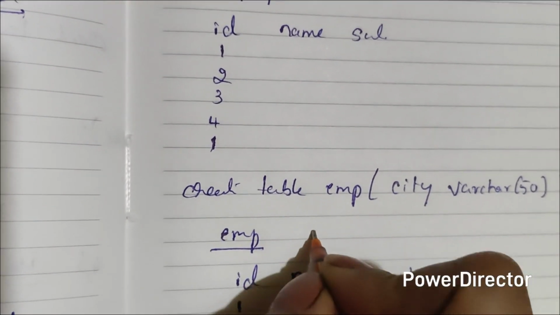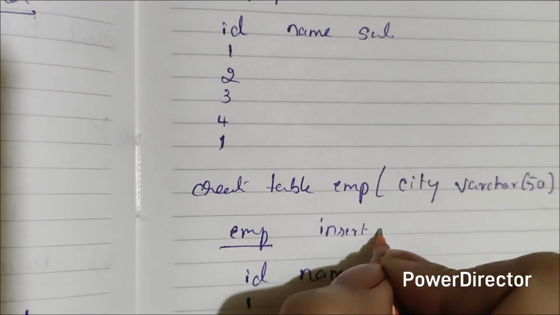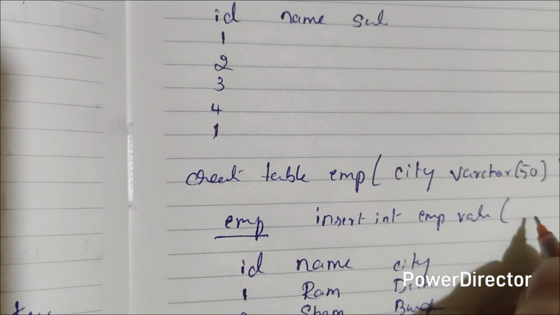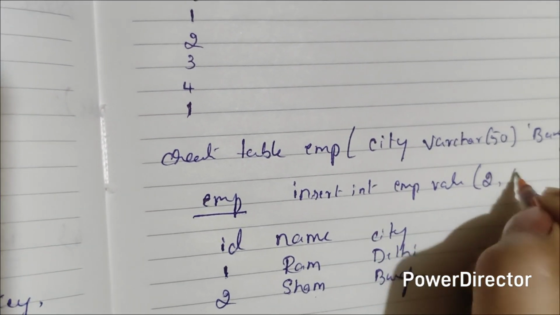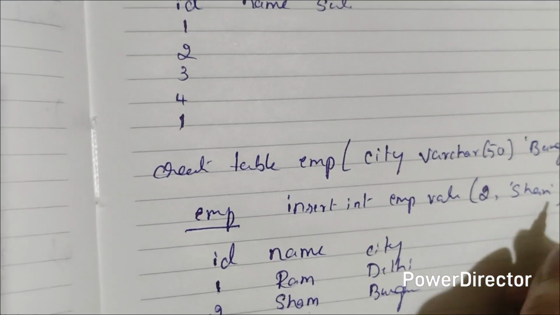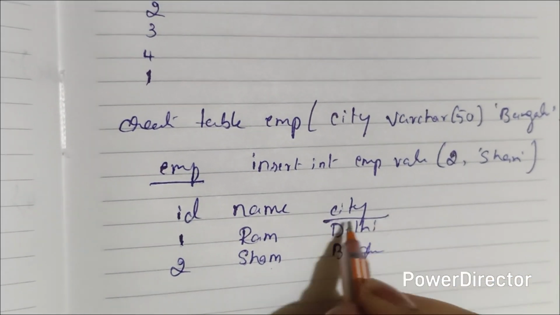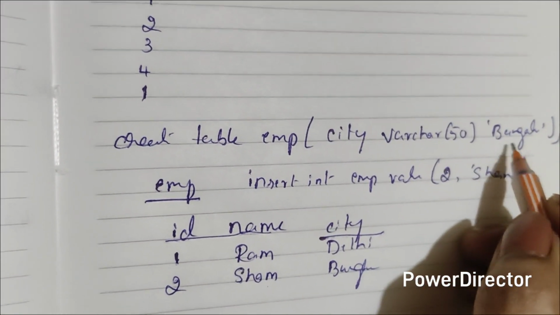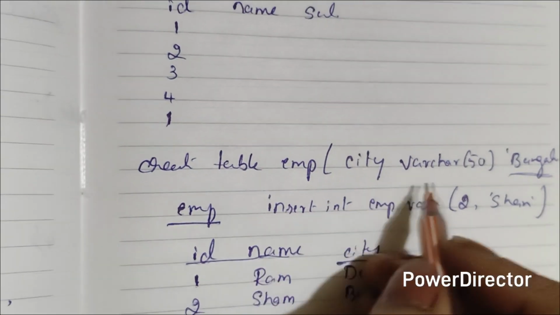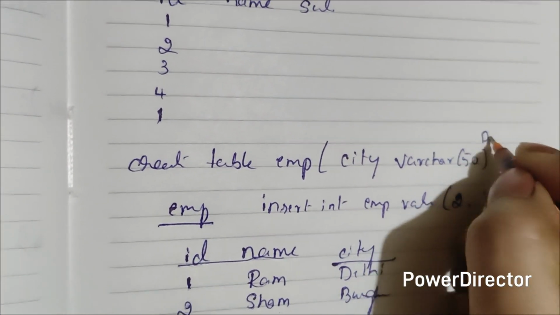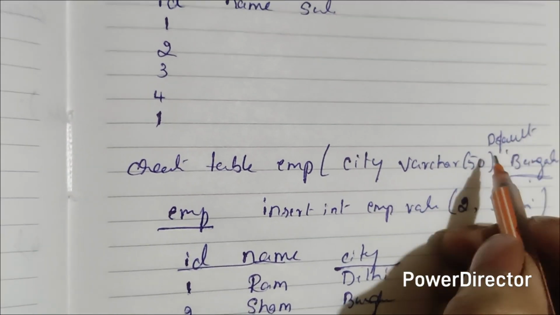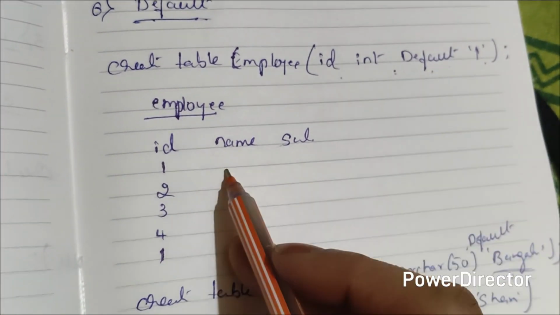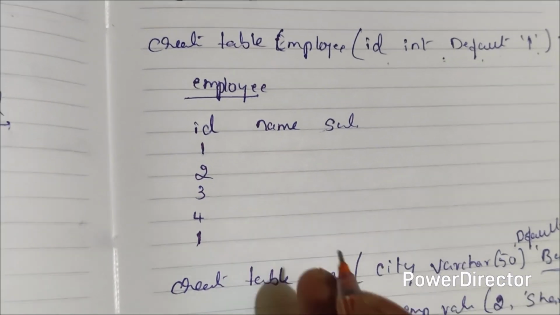Okay. So whenever you are inserting the value, insert into employee values. In that case, you are entering 2 and the name is Sham. So if you are not entering the value for the third attribute, then by default it will be going to take the value whatever you specified while creating the table. So here you have to write default Bangalore. So this is how, like this, default 1. So default value it will be going to take.